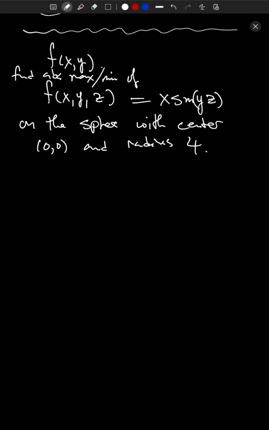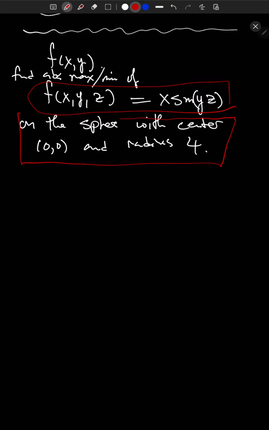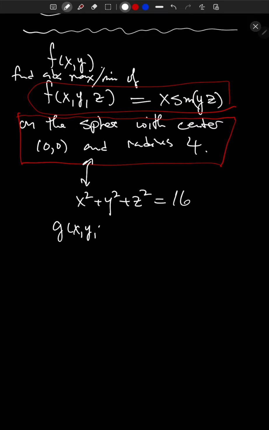Before 15.8, we wouldn't know how to do it, right? But now we can, because this is a Lagrange multiplier problem. We're trying to find the max and min of a function, and we have a constraint. The constraint is that we are only interested in points on the sphere. The sphere with center 0, radius 4, we can write as x squared plus y squared plus z squared equals 16. And so our function g of x, y, z, a nice convenient one, would be x squared plus y squared plus z squared.